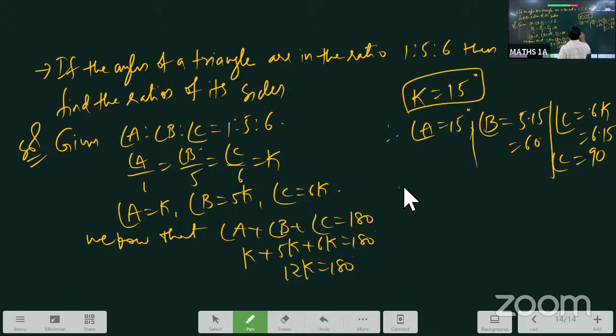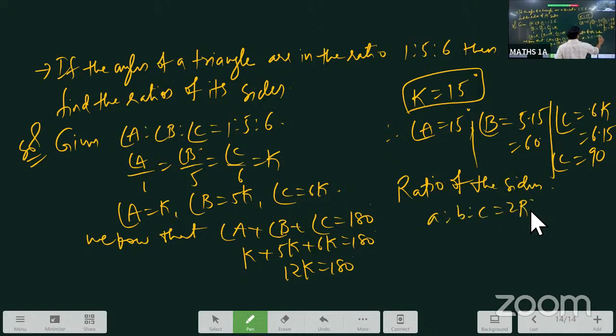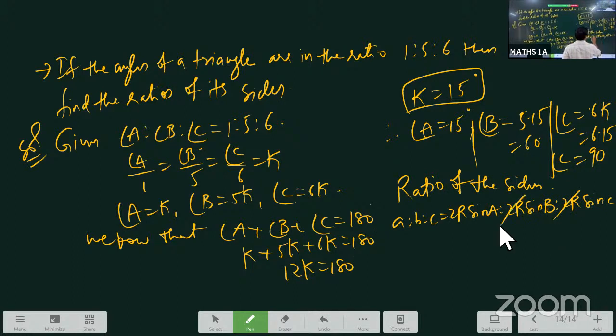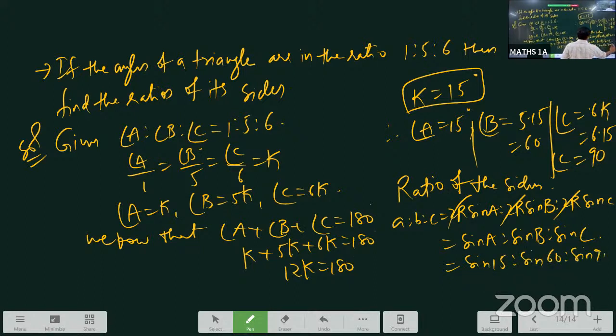Now what is asked is the ratio of the sides. That is nothing but A is to B is to C, that is 2R sine A. Ratio of the sides is asked: A is to B is to C. 2R sine A is to 2R sine B is to 2R sine C. In ratio, since it is the same, the 2R gets cancelled. So sine A is to sine B is to sine C. This is sine 15 is to sine 60 is to sine 90.